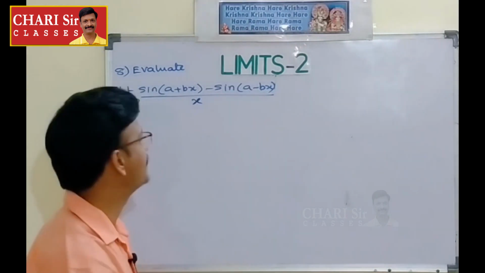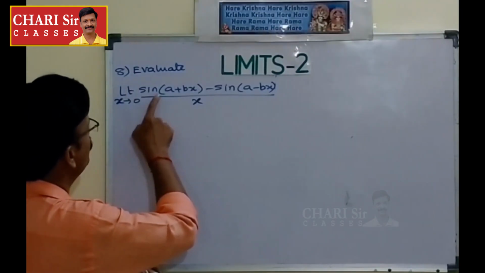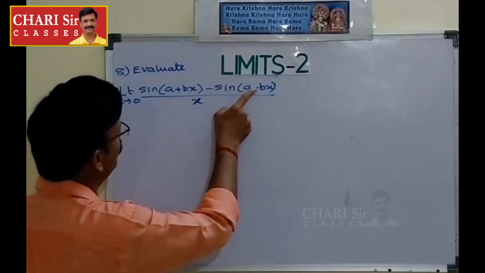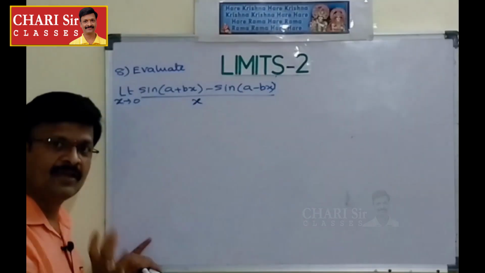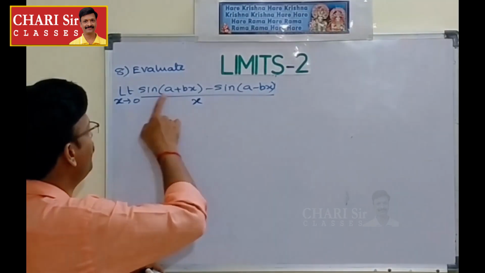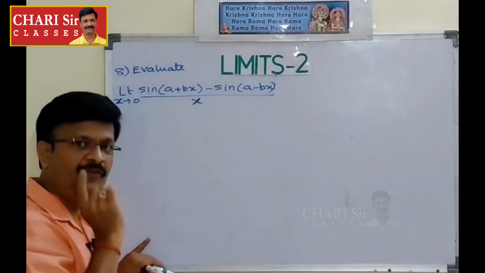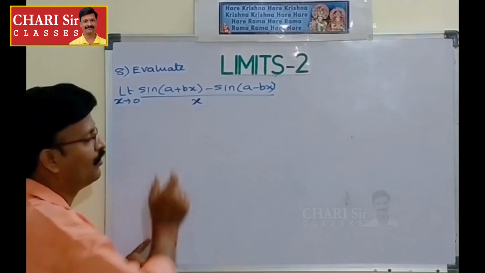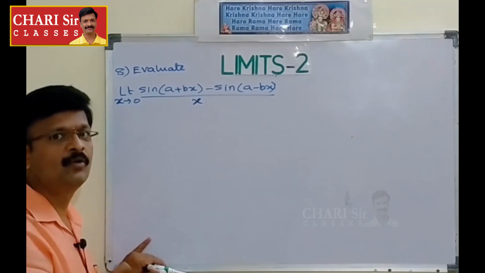Question number 8 is given: evaluate limit x tends to 0 of sin of (a plus bx) minus sin of (a minus bx) by x. For this function we cannot directly apply the limit, because if we apply the limit we get 0 by 0, which is an indeterminate form. So what to apply here?